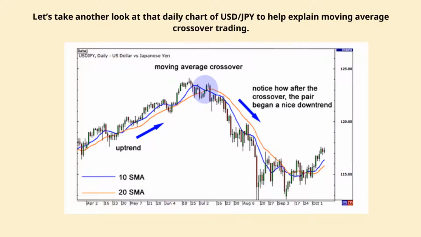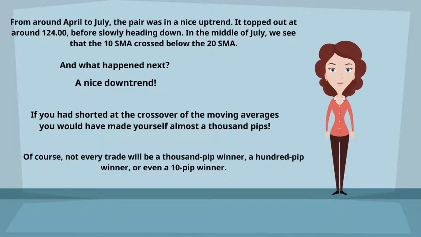Let's take another look at that daily chart of US dollar to Japanese yen to help explain moving average crossover trading. From around April to July, the pair was in a nice uptrend. It topped out at around 124.00, before slowly heading down. In the middle of July, we see that the 10 SMA crossed below the 20 SMA. And what happened next? A nice downtrend. If you had shorted at the crossover of the moving averages, you would have made yourself almost 1,000 pips.